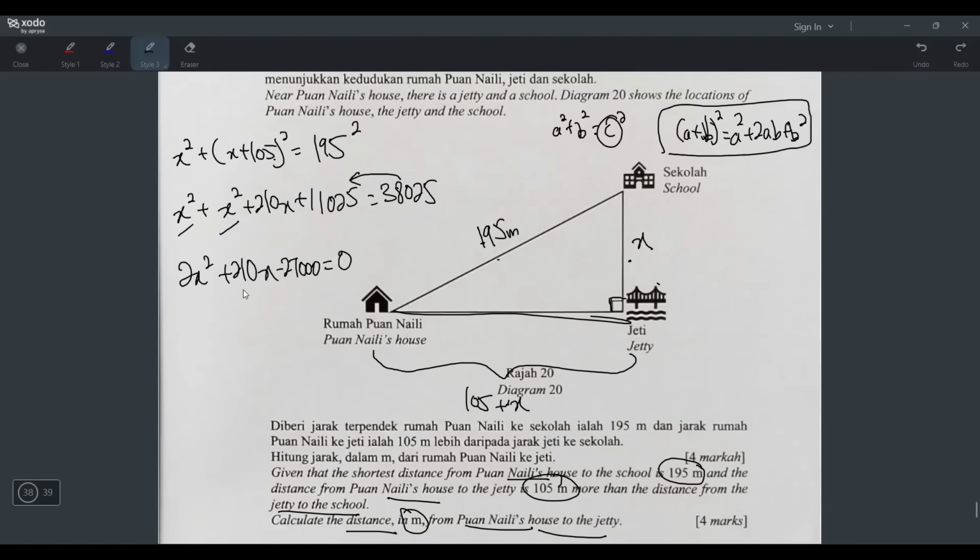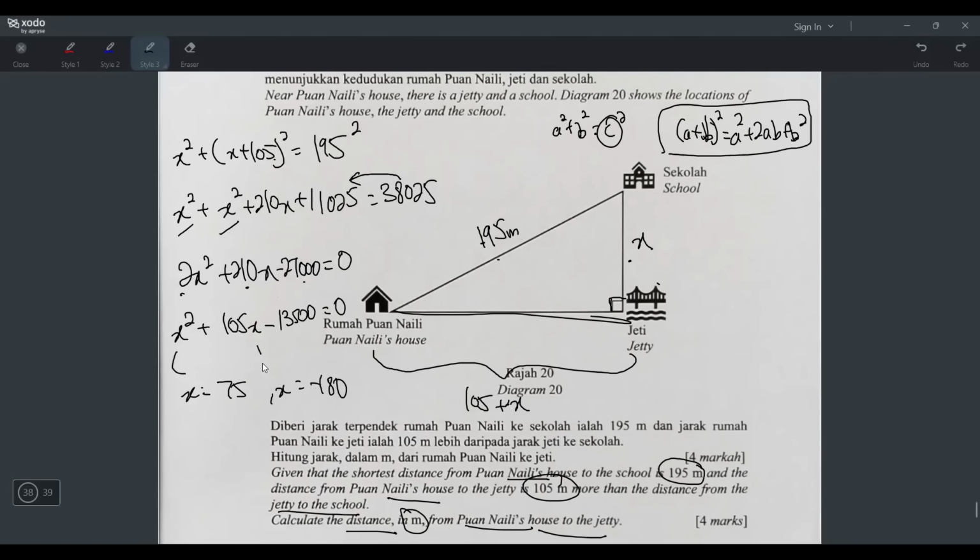Okay, now before you factorize, can I simplify this? Yes, 2, 210, 27,000, all this number can divide by 2. So bahagi 2 x square, bahagi 2 105x, bahagi 2 negative 13500. Sekarang baru you tekan calculator, and the calculator will give you two answers. So you get 75 and negative 180.